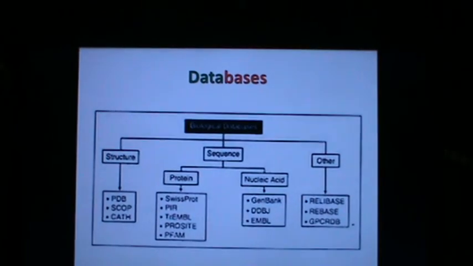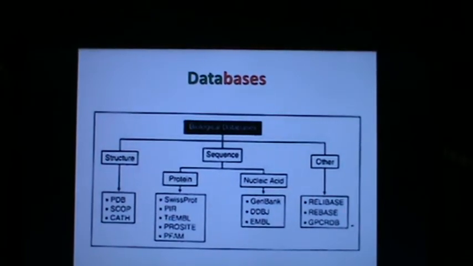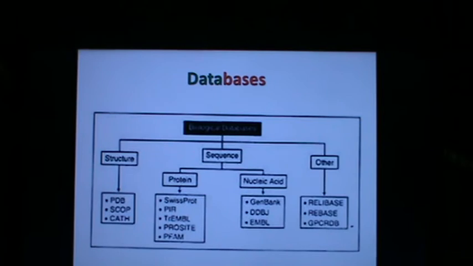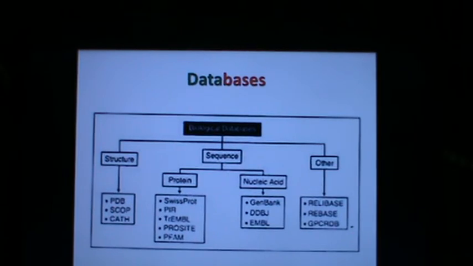This is the flow chart. Which types of databases are known as biological? The first one is structure databases, which include PDB, SCOP, CATH. These are some sites or databases. The second one is sequence databases. The sequence database is again divided into two types, the protein and nucleotide databases.